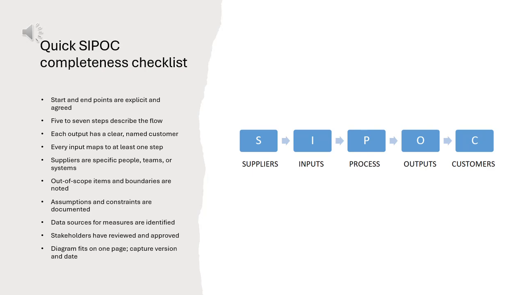Every input maps to at least one step. Suppliers are specific people, teams, or systems. Out-of-scope items and boundaries are noted. Assumptions and constraints are documented. Data sources for measures are identified. Stakeholders have reviewed and approved. The diagram fits on one page.